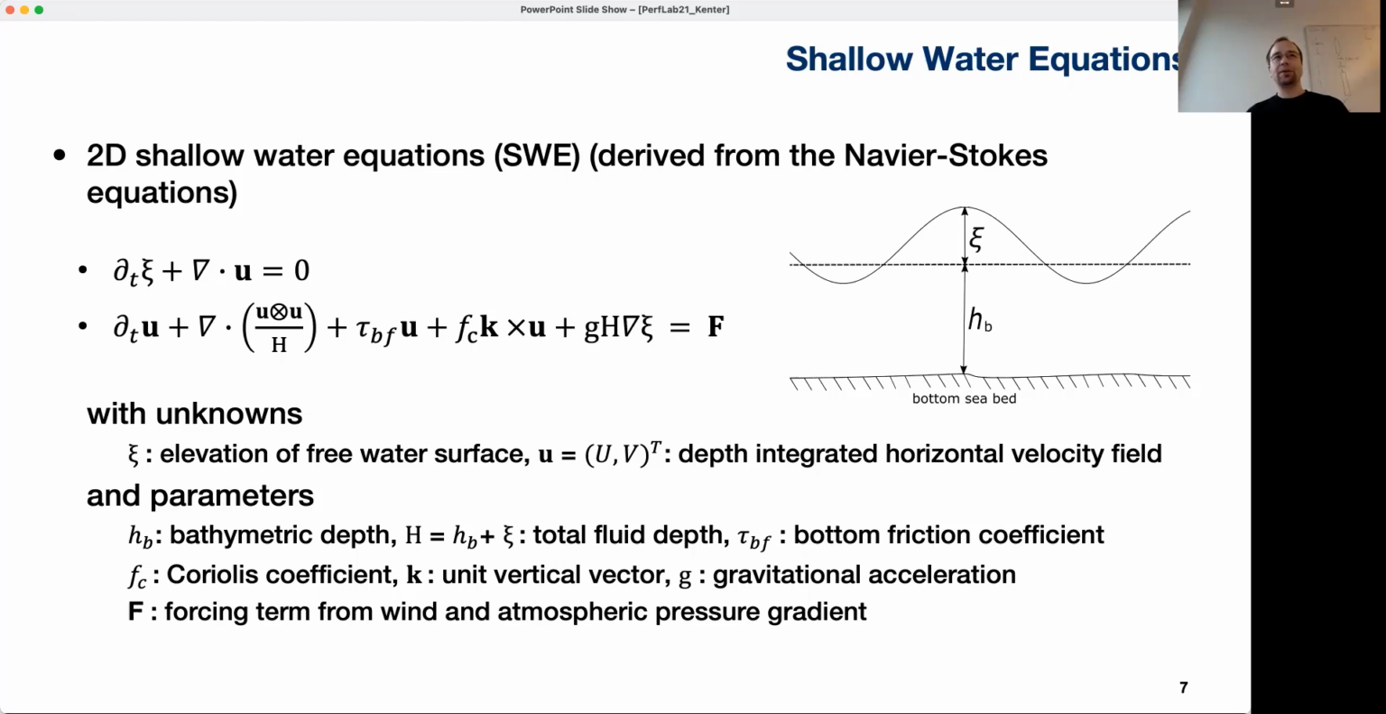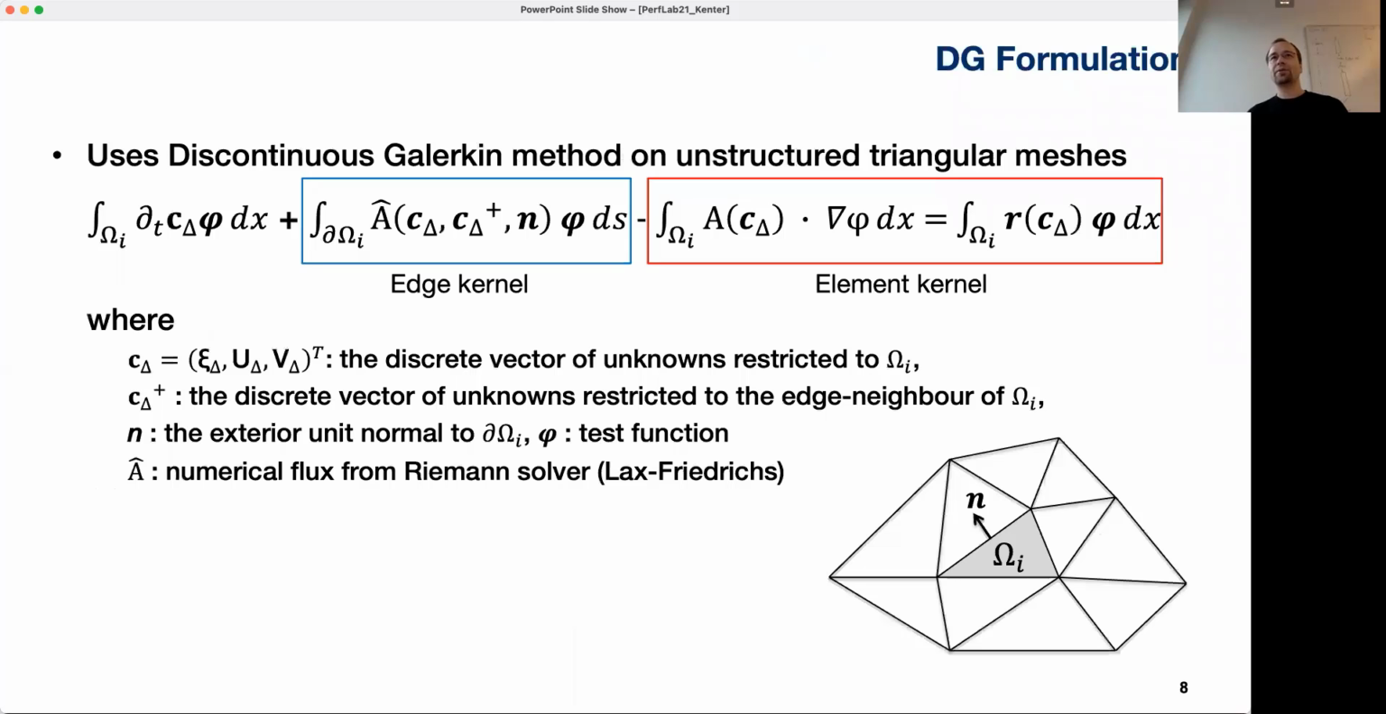So these shallow water equations are continuous equations, so we need to discretize them, and first discretize them in space, which is done by the discontinuous Galerkin formulation, which yields these 4 terms. The rightmost terms will later be translated to the element kernel. So they describe the status of the system within one triangle.